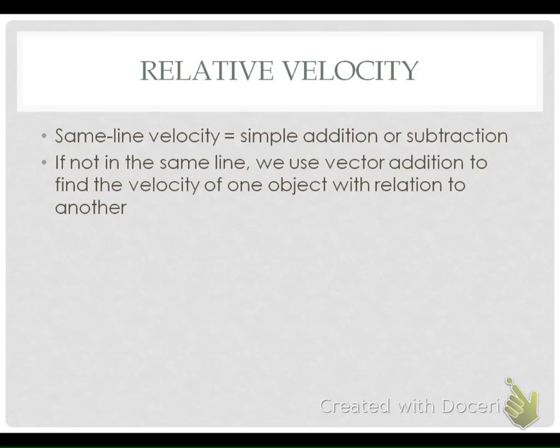So if we come across things that have relative velocities that are not in the same path, we're going to have to start using vector addition again. Do you remember what vector addition is? Tail to tip. Yeah, tail to tip.